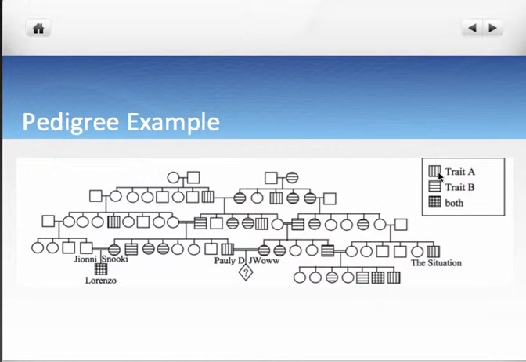And so if they have vertical lines here, such as this individual or this individual, they're affected by trait A. If they have horizontal lines, as shown by the key, we have this individual, this individual, this individual, this individual, and everyone else like them, they're affected by trait B. If they have both horizontal and vertical lines, such as this individual, they're affected by both traits.